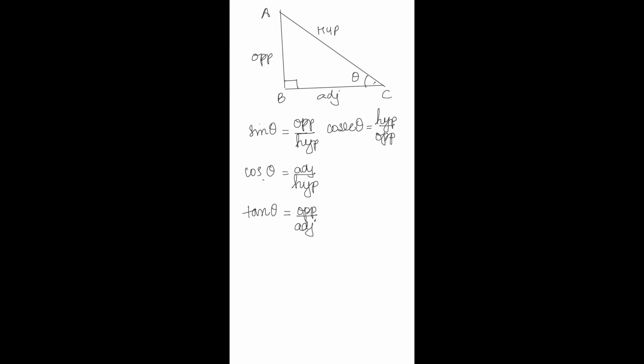Cos theta, uska reciprocal is secant ratio, which we cut short to sec. Sec theta is going to be the reciprocal of cos theta. The cos theta is adjacent upon hypotenuse. Sec theta is hypotenuse upon adjacent. And lastly, the reciprocal of tangent ratio is cotangent ratio, which is called simply cot. The cot theta is equal to adjacent upon opposite.